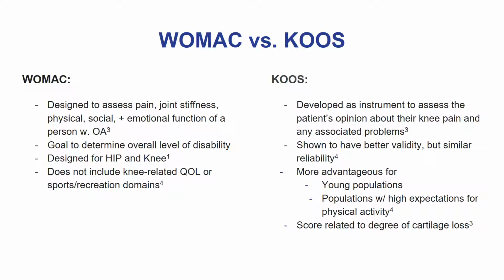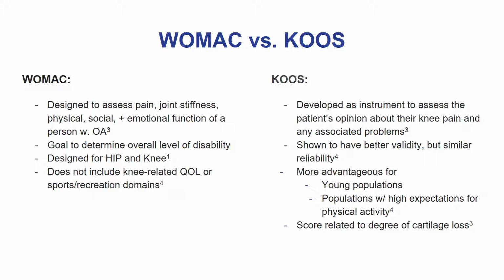The WOMAC is designed to assess pain, joint stiffness, physical, social, and emotional function of a person with osteoarthritis. The goal is to determine the overall level of disability. It was designed for hip and knee, and it does not include knee-related quality of life or sports recreation domains.